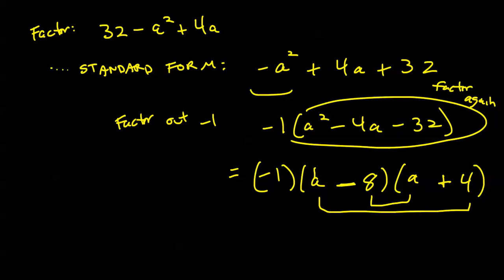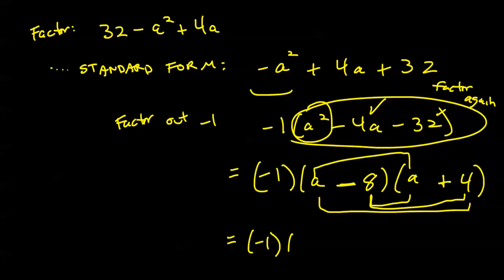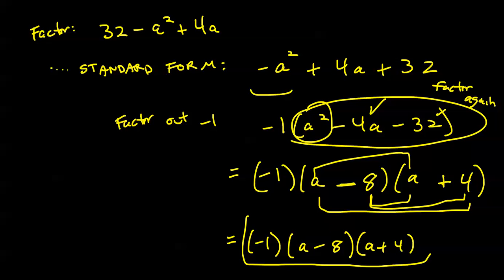Let's check it. First product, a squared. Inner and outer product we already checked is minus 4a, and the last product here is minus 32. So I'll get minus 1 times a minus 8 times a plus 4 as a completely factored final answer.